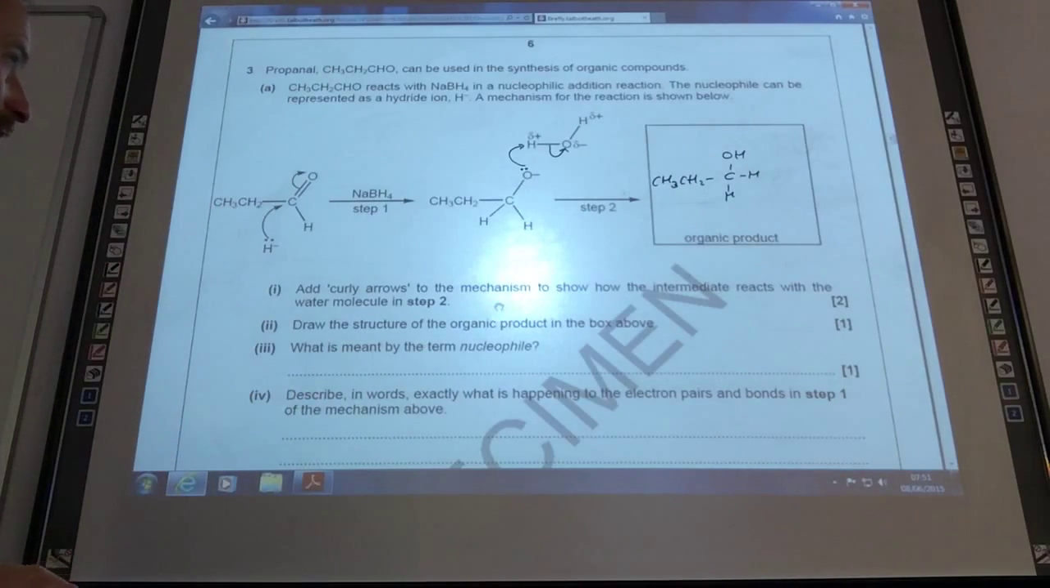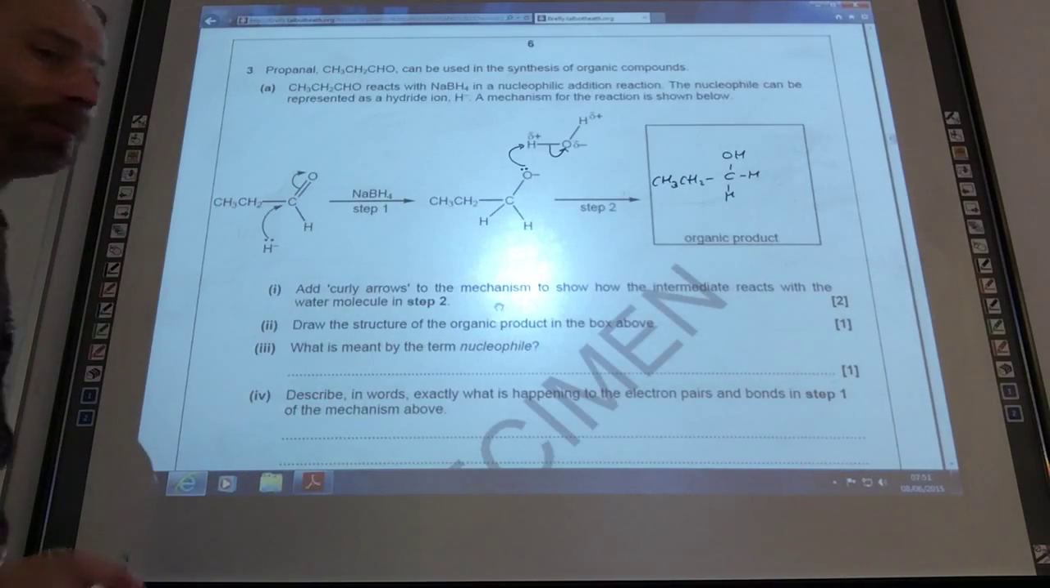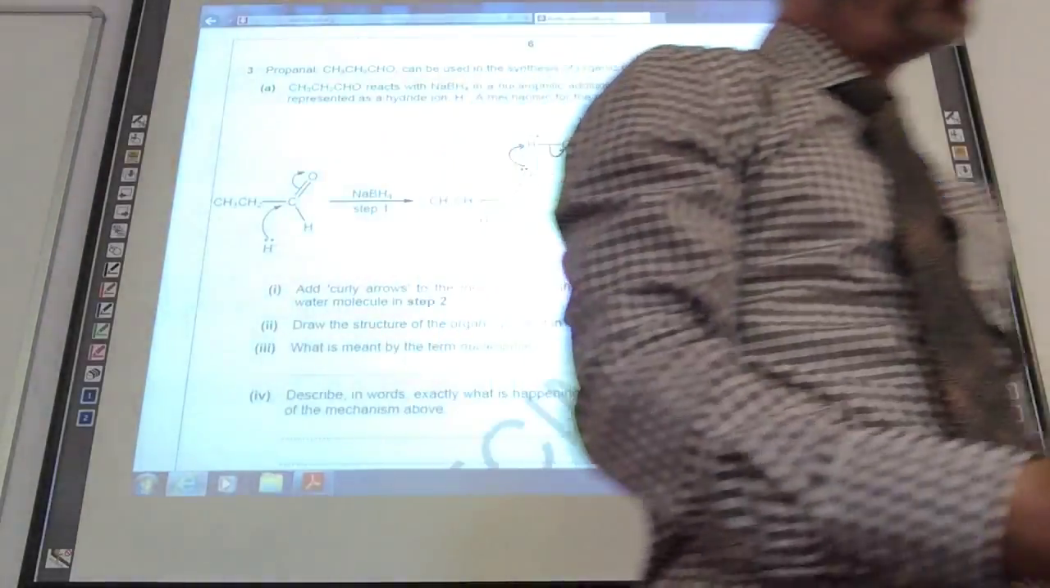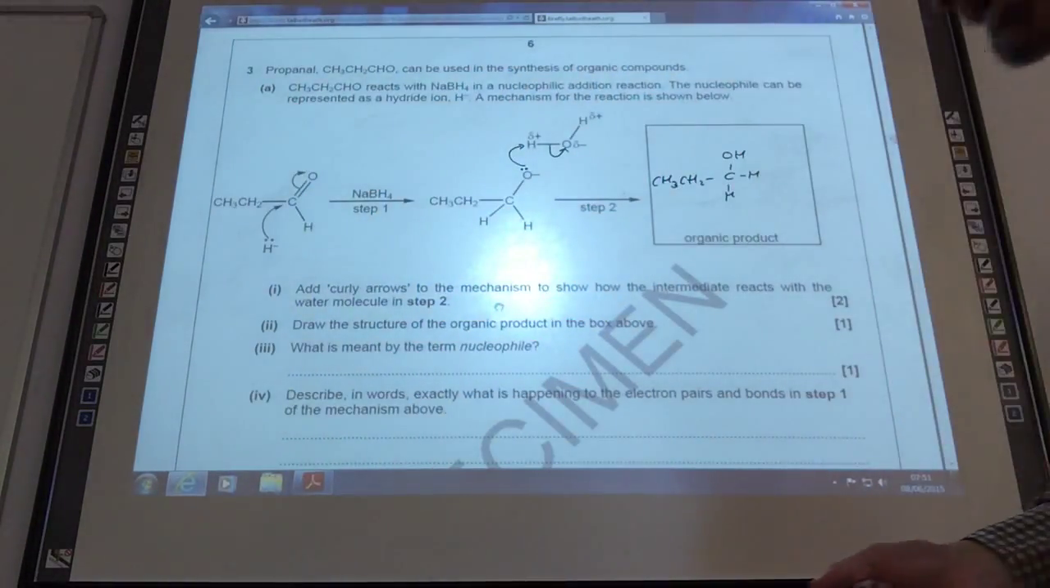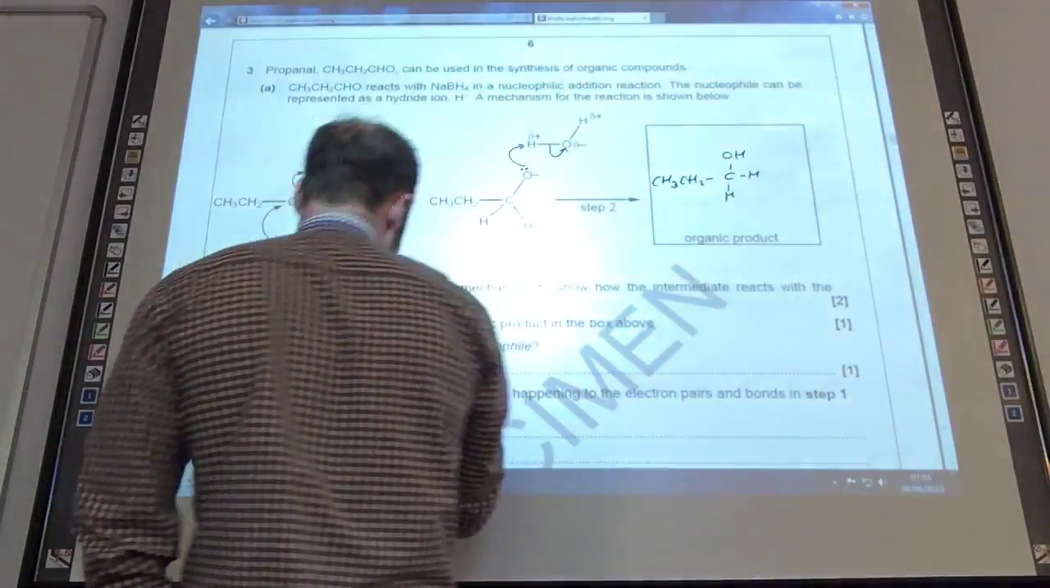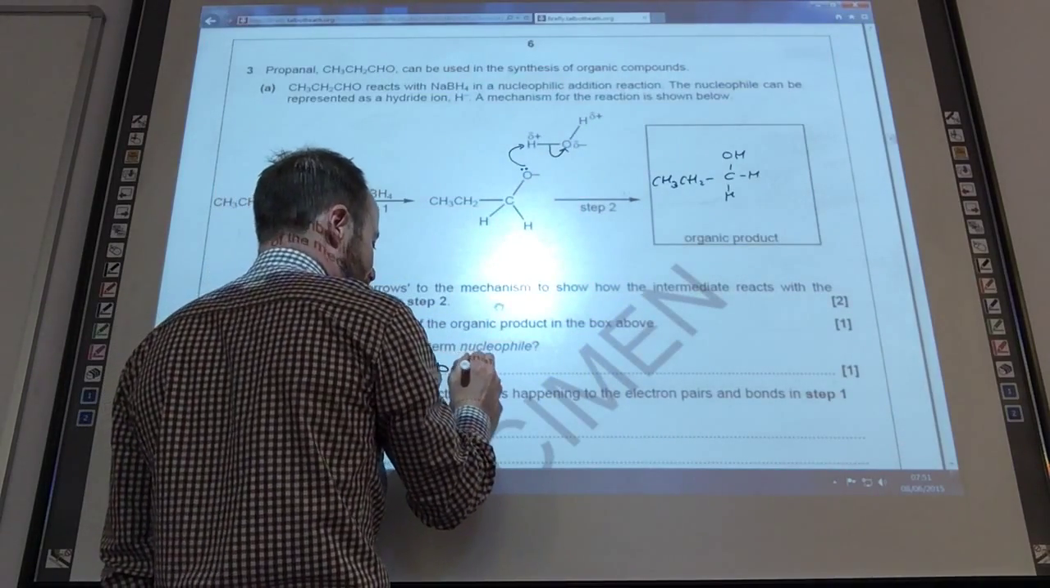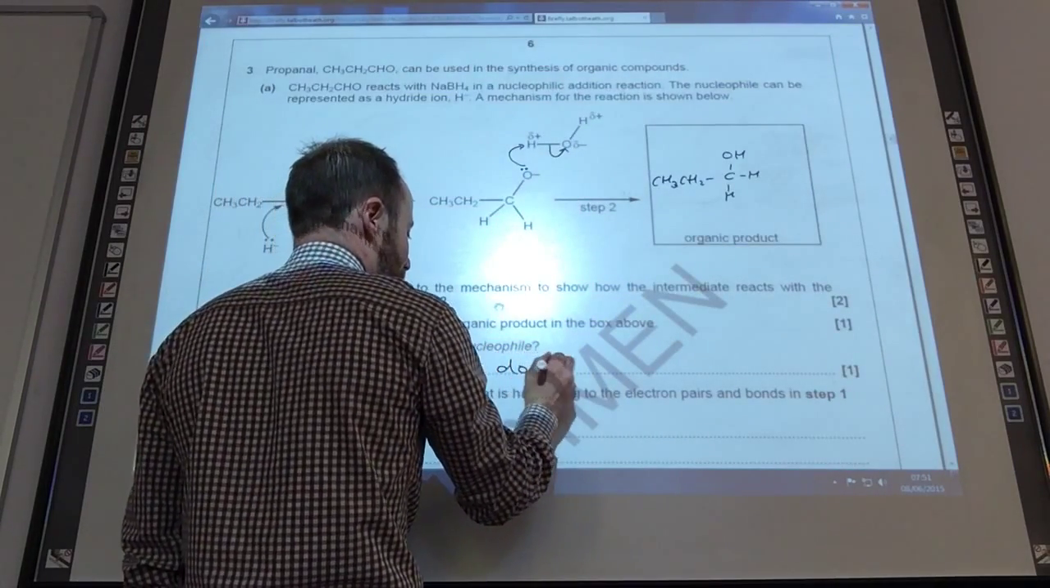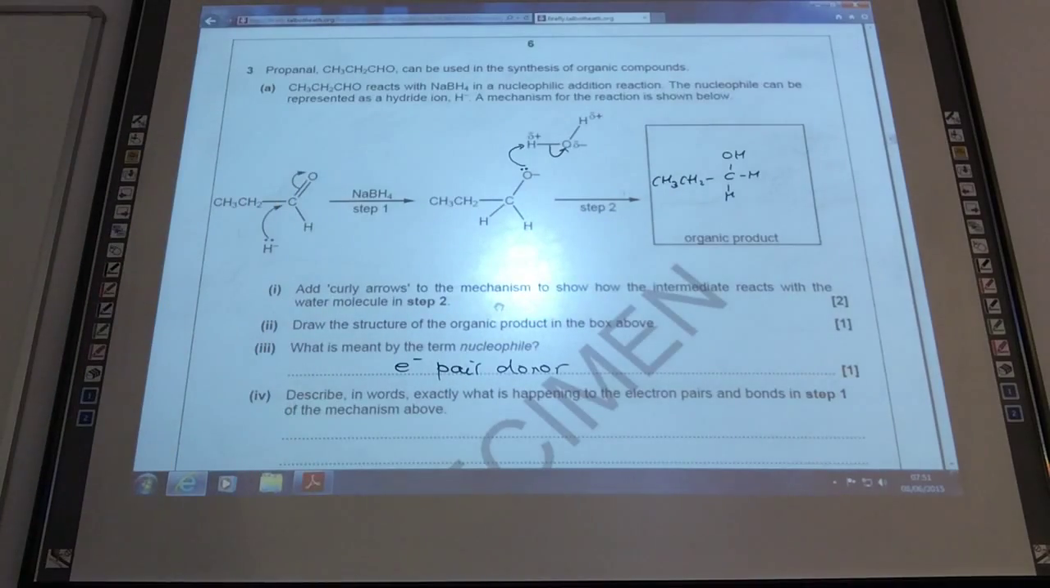So I've drawn the structure. What is meant by the term nucleophile? A nucleophile is an electron pair donor. Again, learn this: electron pair donor, like so.